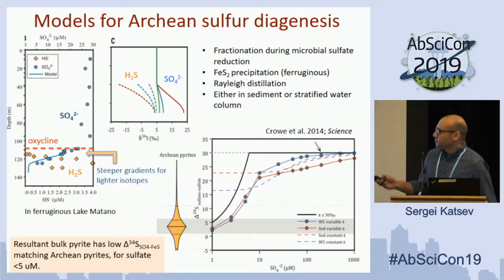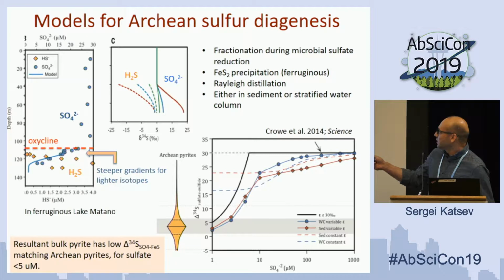So this is a picture from Lake Matano, which has high iron concentrations. This is in the water column. You may as well consider stratified sediments. Sulfate diffuses in, produces sulfide. As sulfate diffuses in and gets reduced, we have Rayleigh fractionation, so sulfate gets isotopically heavier, and sulfide must be getting isotopically heavy as well.